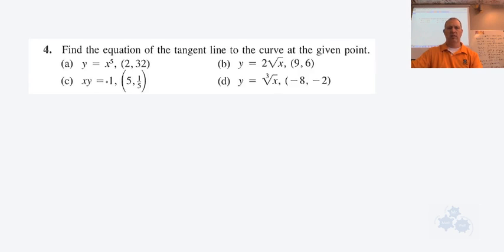C looks kind of iffy. Let's do B. Why not? B looks kind of semi-hard. Let's give B a shot here. 2 root x at the point 9, 6.